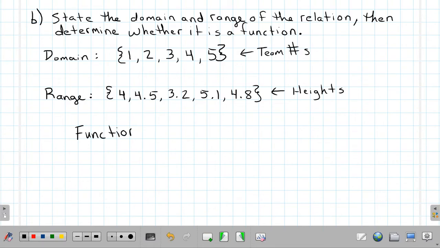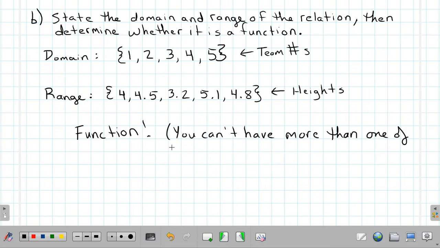And logically, it should make sense why this is a function. Once again, you can't have more than one of each team number.